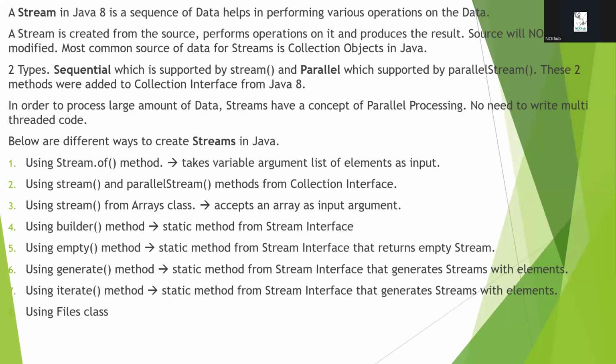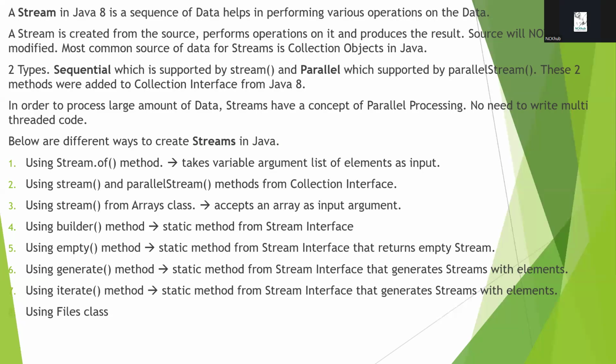Whenever we have a very large amount of data to be processed, streams have support for parallel processing as well. And we need not explicitly write any logic for multi-threading, because all the data can be operated on in parallel, and streams will automatically create parallel threads and execute the logic uniformly across all the data. We can see that practically as well. Now let us start discussing various ways of creating streams in Java.